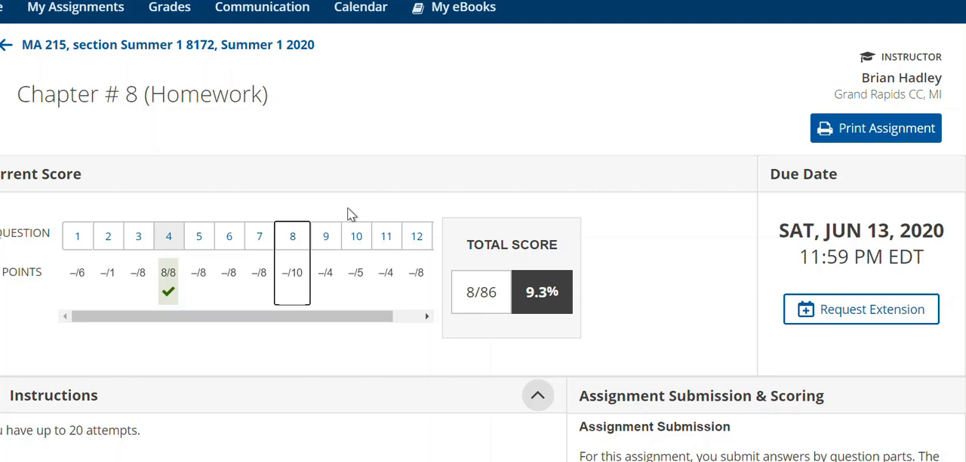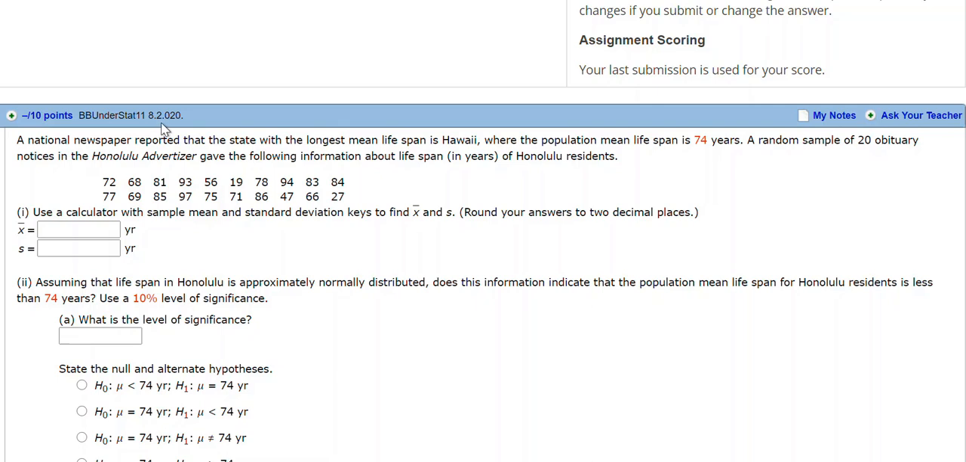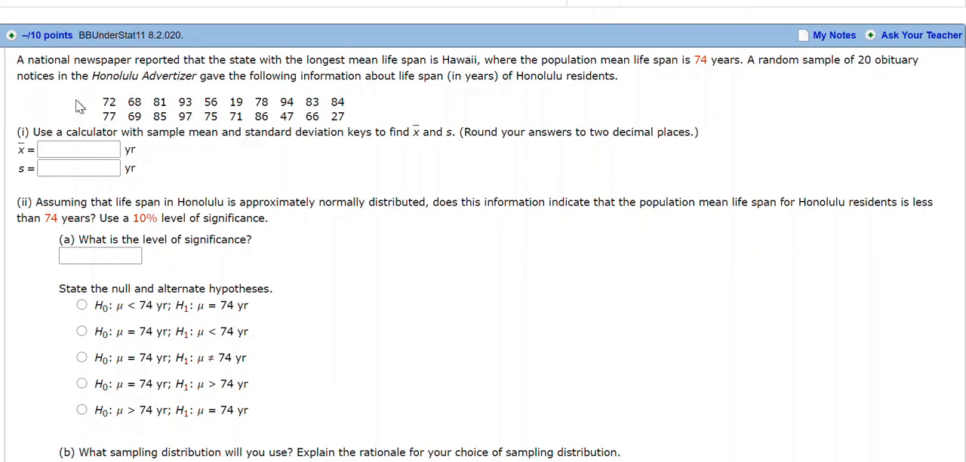This is problem number 8 from the homework set. It corresponds to our book, section 8.2, problem number 20. A national newspaper reported that the state with the longest mean lifespan is Hawaii, where the population mean lifespan is 74 years. A random sample of 20 obituary notices in Honolulu gave the following information about lifespan in years of Honolulu residents. We see the data listed here.